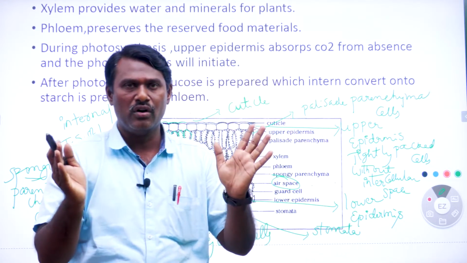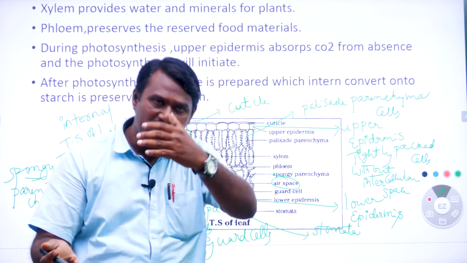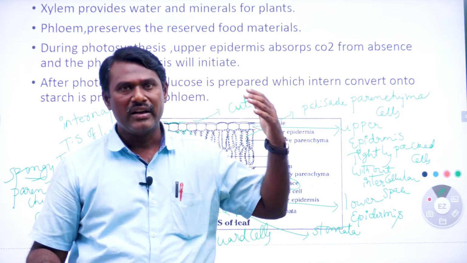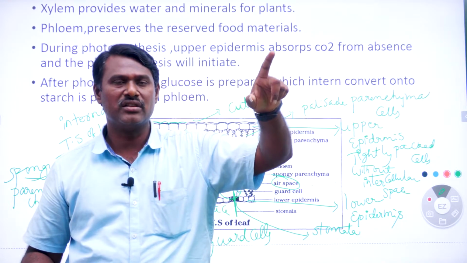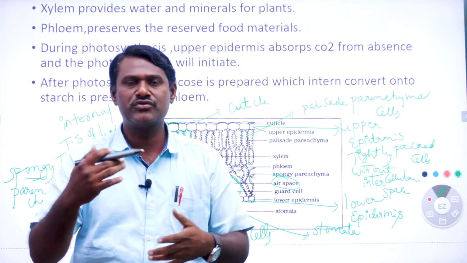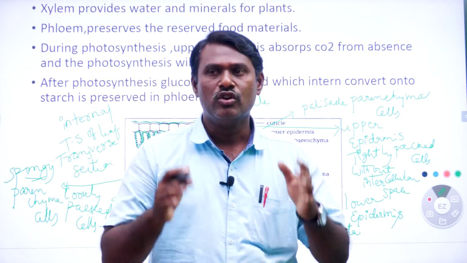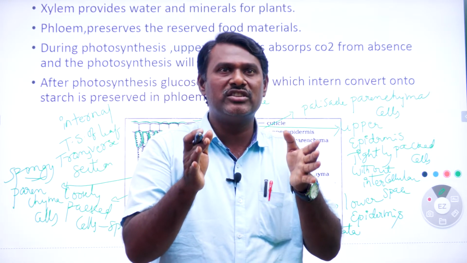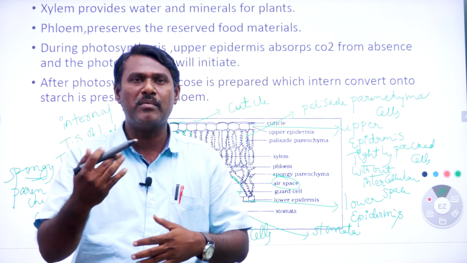As you know, stomata function: stomata is useful in exchanging gases, intaking carbon dioxide and releasing oxygen to the outside after photosynthesis. That is one process of stomata, exchanging of gases. One more function of stomata is that it is also useful in the transpiration process. If any excess water is present in the leaf, that excess water is eliminated to the outside in the form of water vapor.